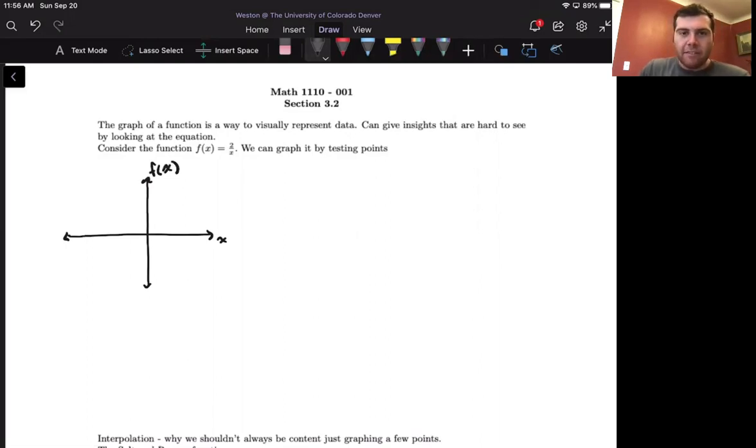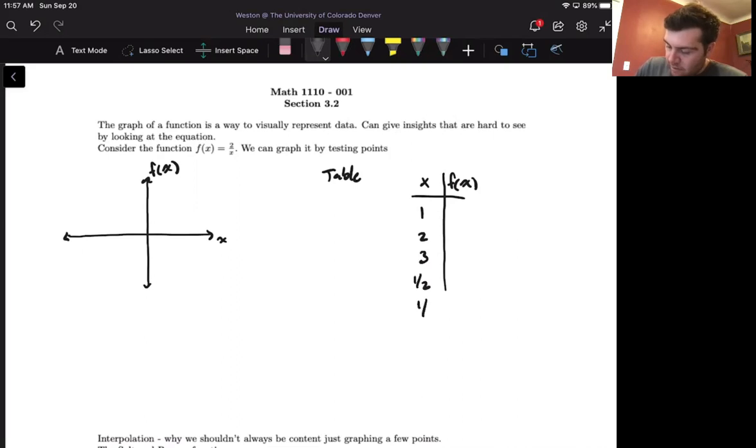And then to figure out what the graph looks like, we're just going to plot some points. So we start with a table of points to test. We'll mark x, and then have the corresponding output f of x. And we'll test the values 1, 2, 3, 1/2, 1/5.